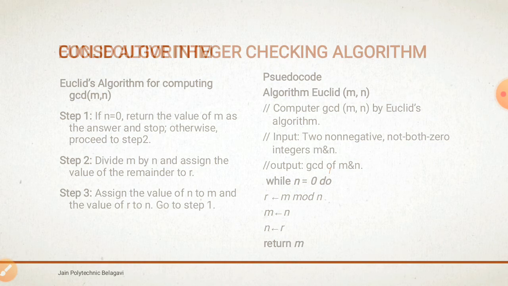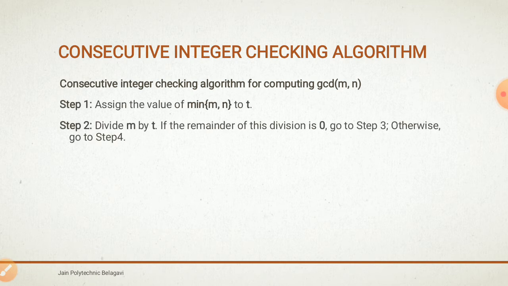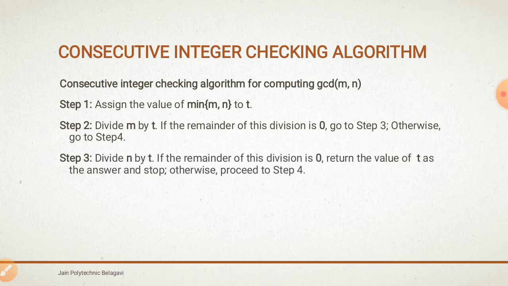Then if you apply the consecutive integer checking algorithm for the same problem, computing the GCD of two numbers, here it follows: assign the value of min of m comma n to t. Then step 2 says divide m by t. If the remainder of this division is 0, go to step 3. Otherwise, go to step 4.